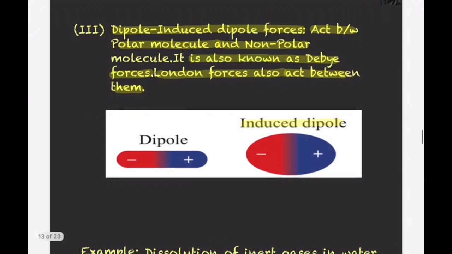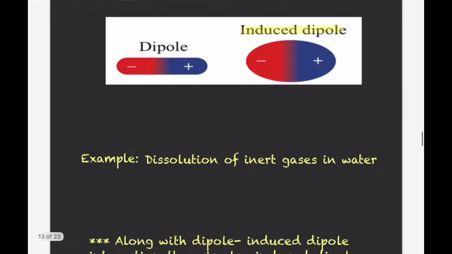For an example, when we discuss the solubility of inert gases in water, we can say that helium is an inert gas: helium, neon, argon, krypton, xenon and radon. When we discuss the solubility of these gases, it increases down the group. So we can say that helium is less soluble and radon is most soluble. As we are moving down the group, the solubility is increasing.